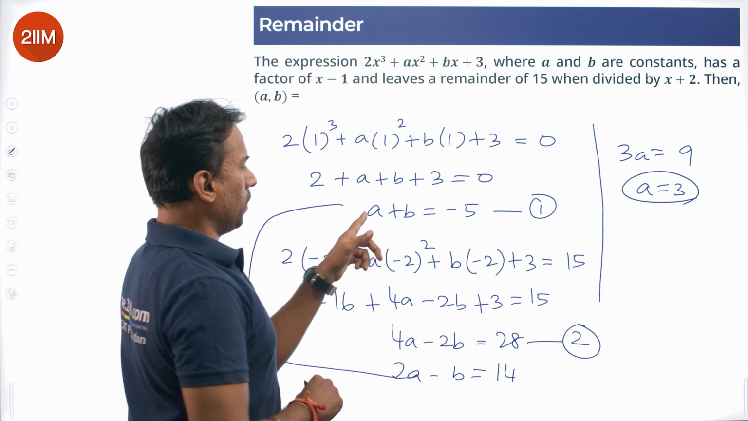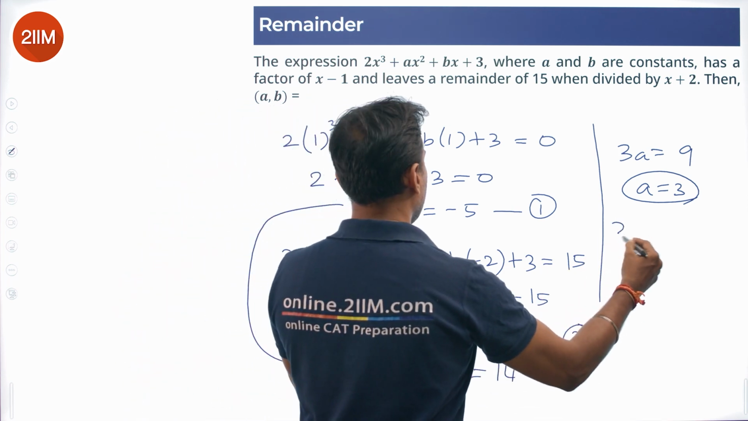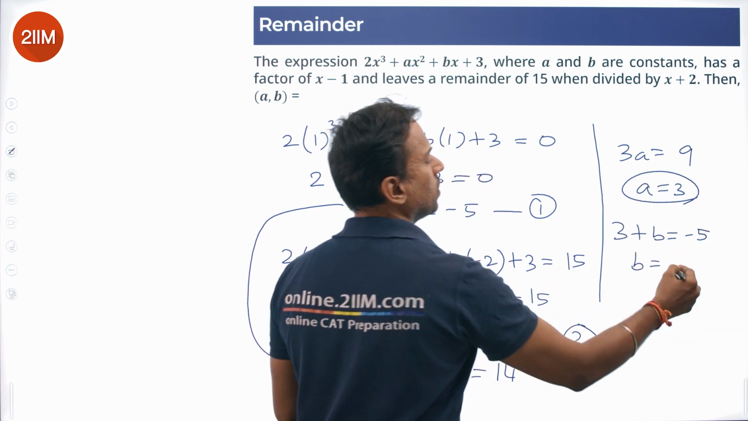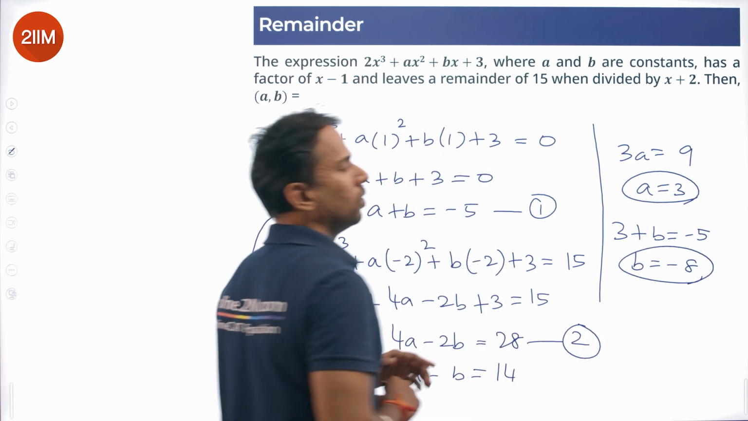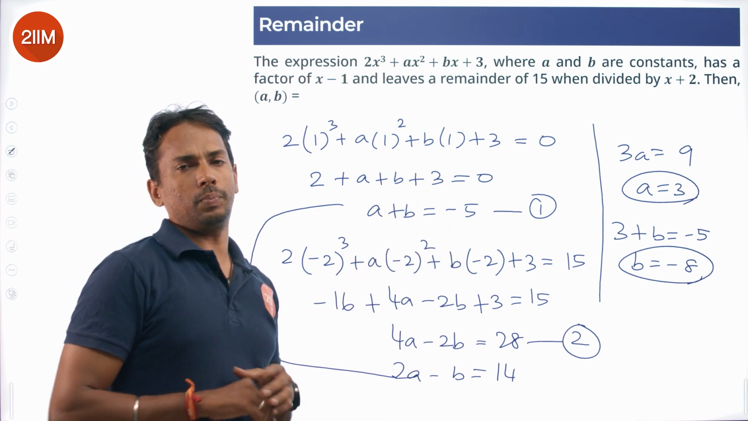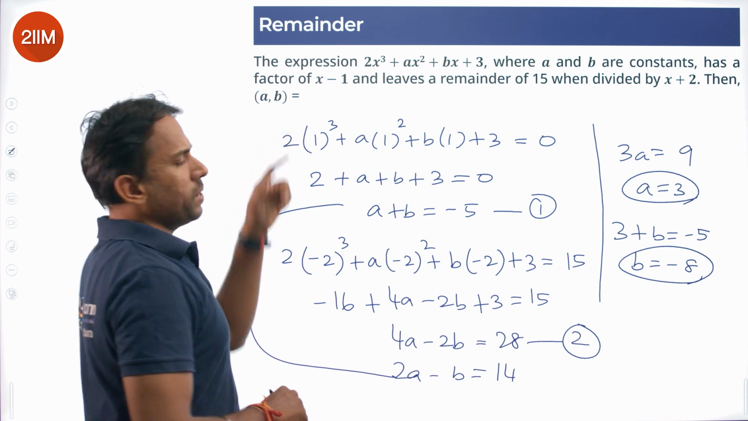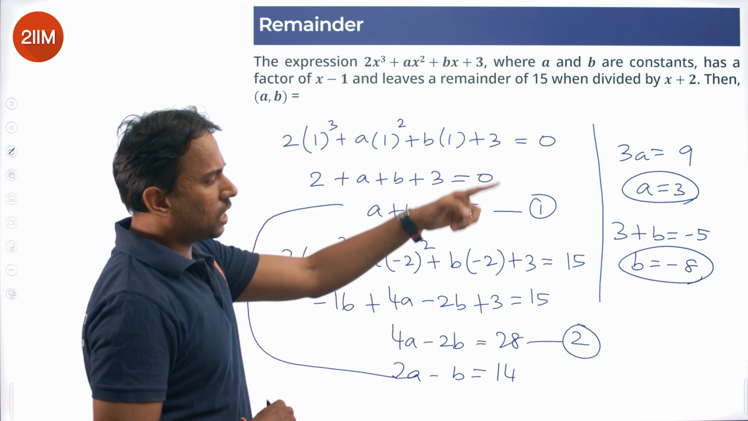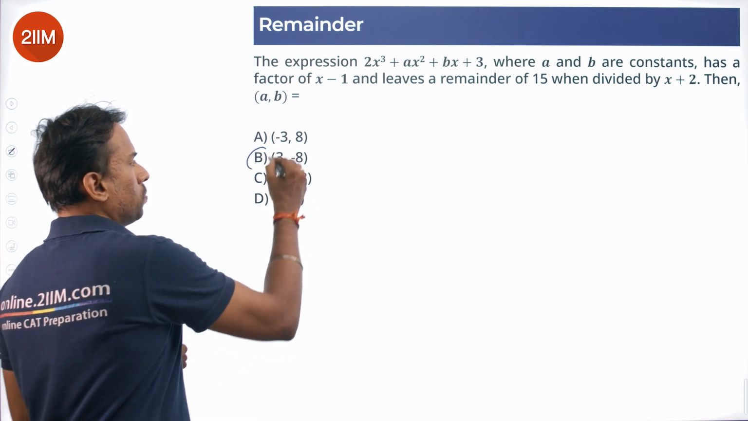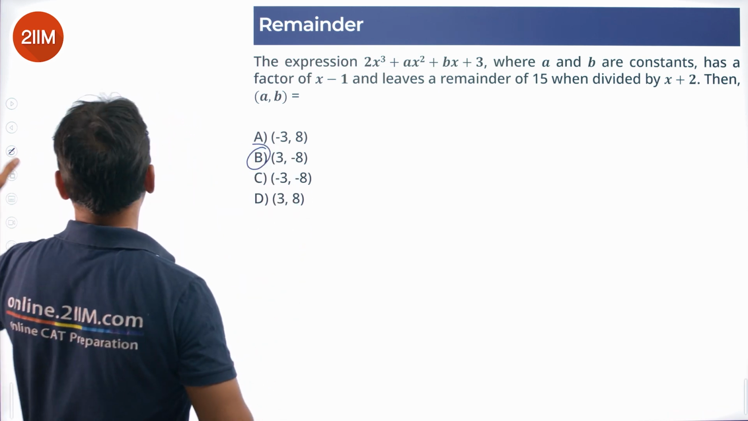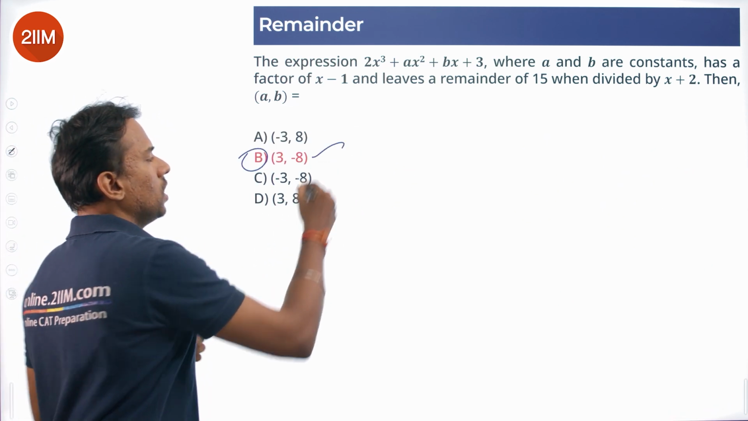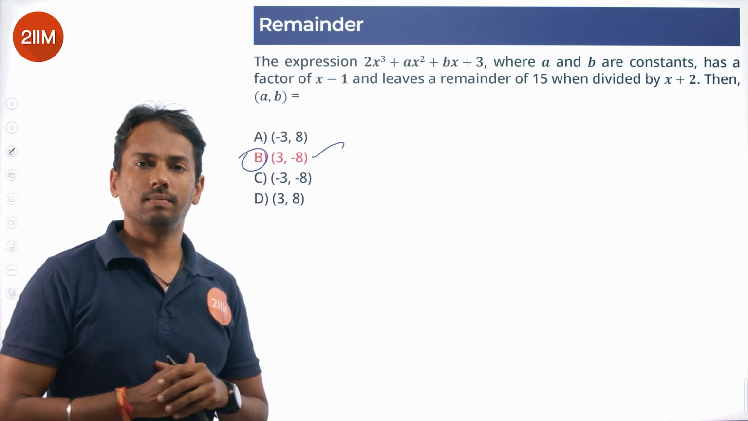A is 3 means we can put it here. So we'll get 3 plus b is equal to minus 5, or b is equal to minus 5 minus 3, which is minus 8. Simple. So it means the values of a and b are 3 and minus 8 respectively. So a comma b, that's the question, should be 3 comma minus 8. 3 comma minus 8 is an option B. So option B is 3 comma minus 8 is the right answer.